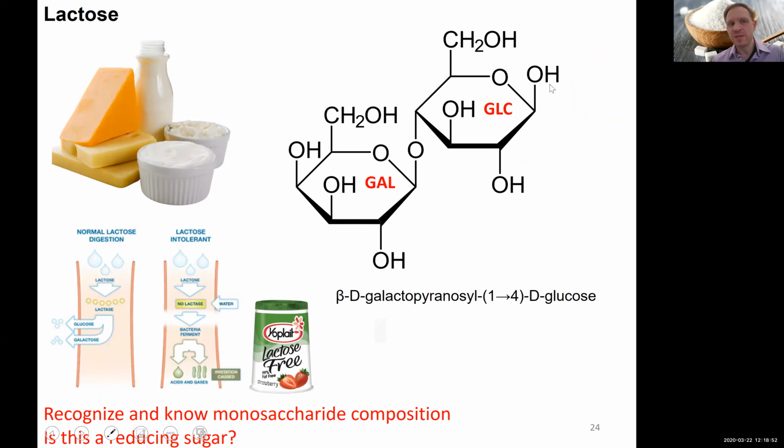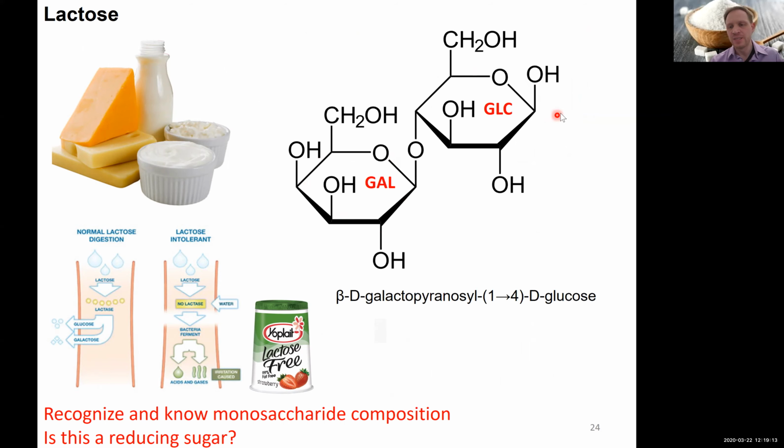One more example here, another sugar that you will encounter, especially if you enjoy your daily dairy: milk, cheese, yogurt, and so forth. They contain lactose. It's another disaccharide. In this case, it's a disaccharide of a monomer of galactose and a monomer of glucose.